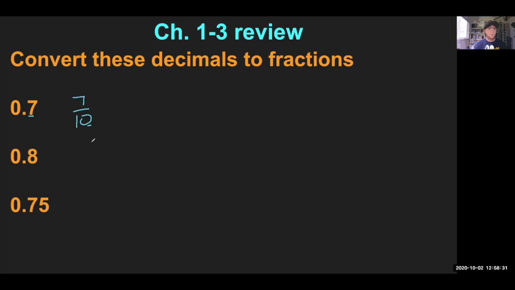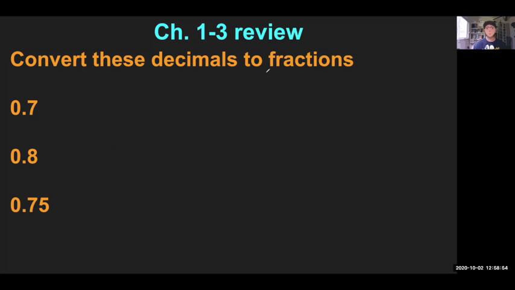And 0.8 becomes 8 over 10. Now on 7 over 10 we couldn't reduce it, but here you can reduce. So you got to make sure you do that. So what do we divide by? Well, 2. They're both even numbers, so we divide by 2. That's the biggest number that fits in. So 8 divided by 2 is 4. 10 divided by 2 is 5. So that one is 4/5.